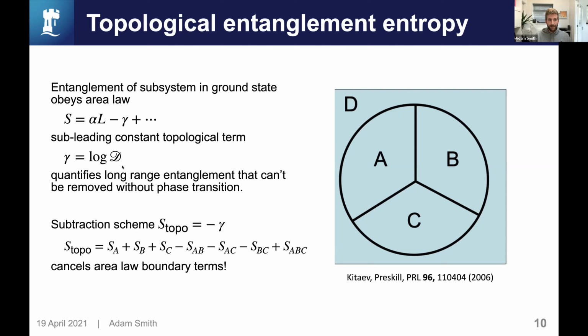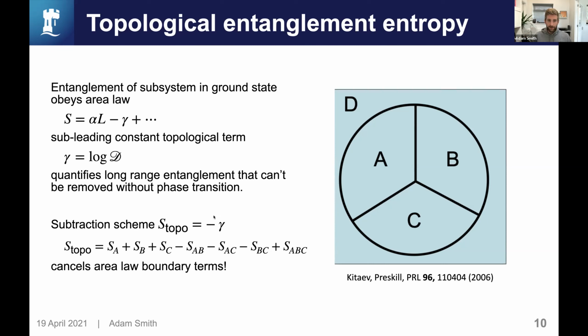In particular, as a detail, this is equal to the logarithm of the total quantum dimension of the topologically ordered system. In our case, this is just equal to log 2 for the Toric code. So this gamma should be equal to log 2. And this quantifies something that can't be removed unless you go through a phase transition. The way to see this is that we have this minus sign here. So we have a minus contribution here. By scaling, by removing this area law part, we can't go into a product state without crossing a phase transition.